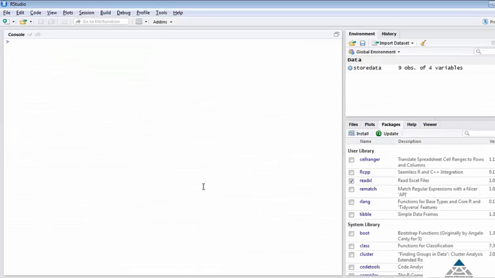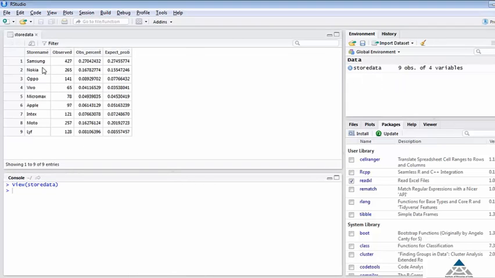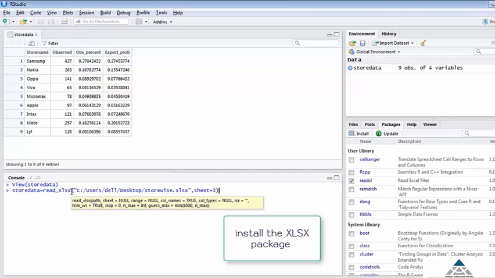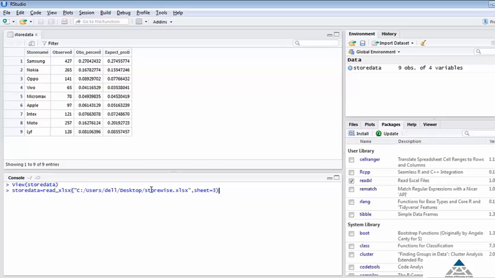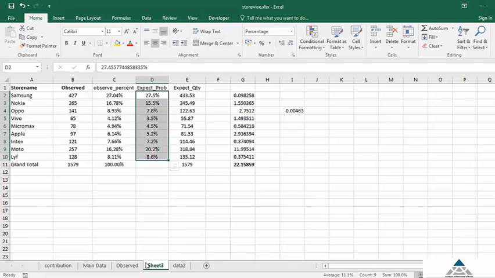Let us now see this in R. We have already imported this dataset in R. We have the company name, observed frequency, observed percentage, and expected probability. This is the command we passed to import the dataset in R. Please remember to install the XLSX package to import or read this file. We have mentioned the sheet as sheet 3 because the table is saved here. We have named this sheet as observed in our Excel file.